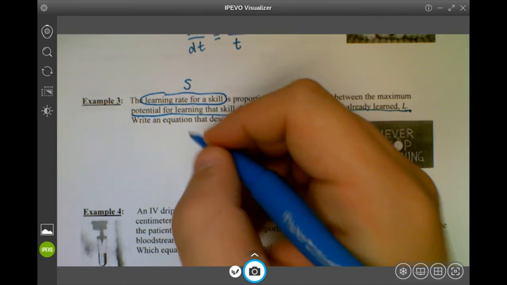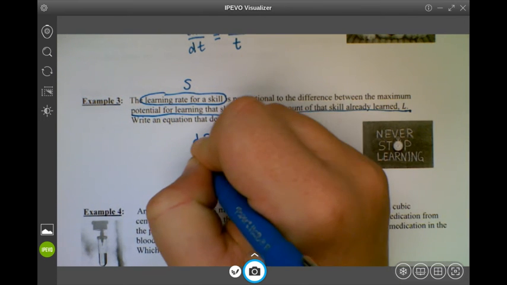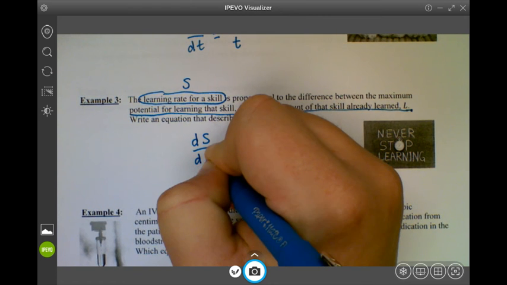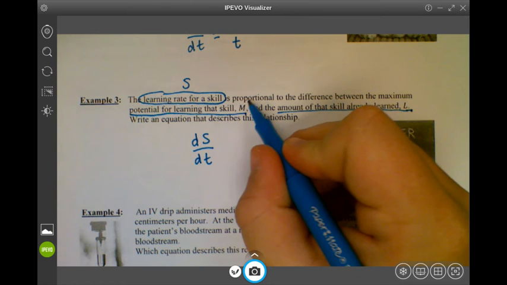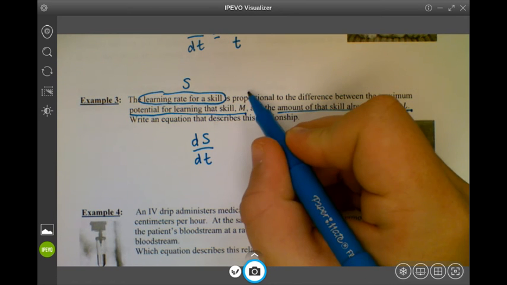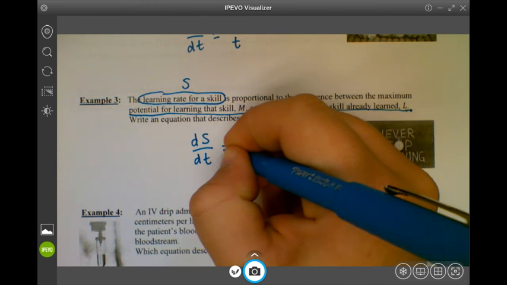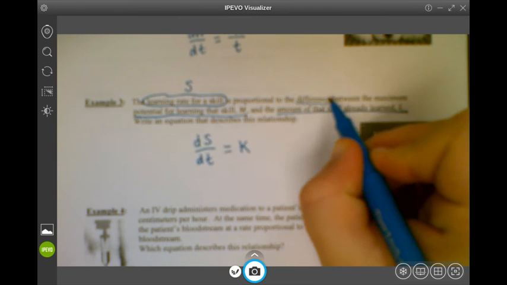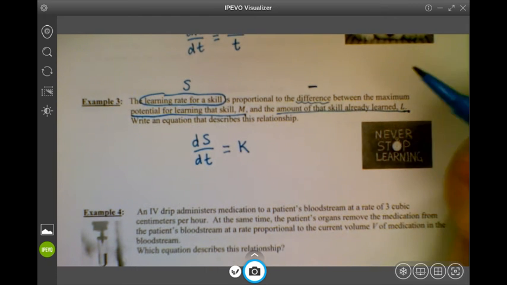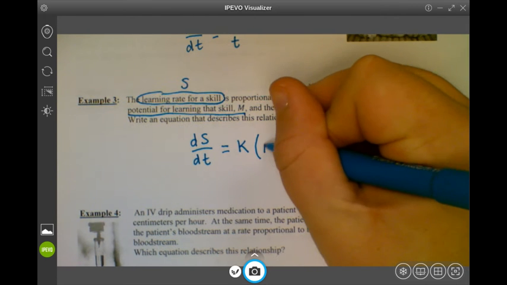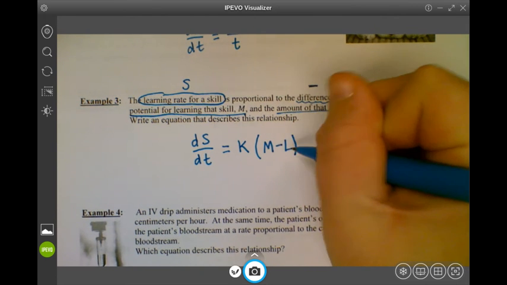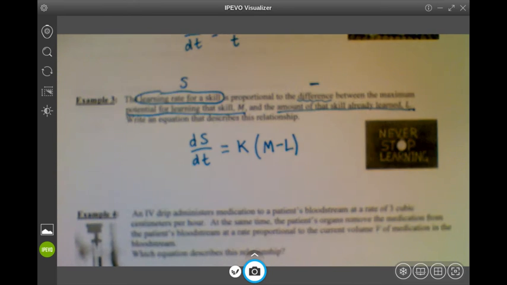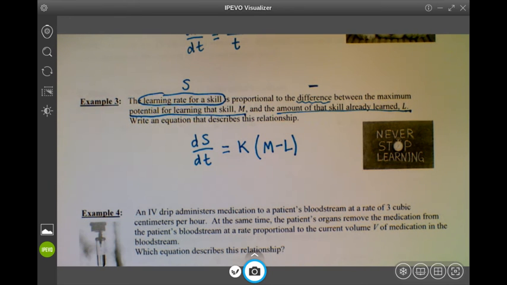And so the learning rate for a skill, so it would be dS/dt, is proportional, and this is directly. If it doesn't say inversely, it's talking about directly proportional. So there'll be a k here. To the difference, difference means to subtract. So the difference between M and L. So M minus L all gets multiplied by k. So here's an equation that describes this relationship.